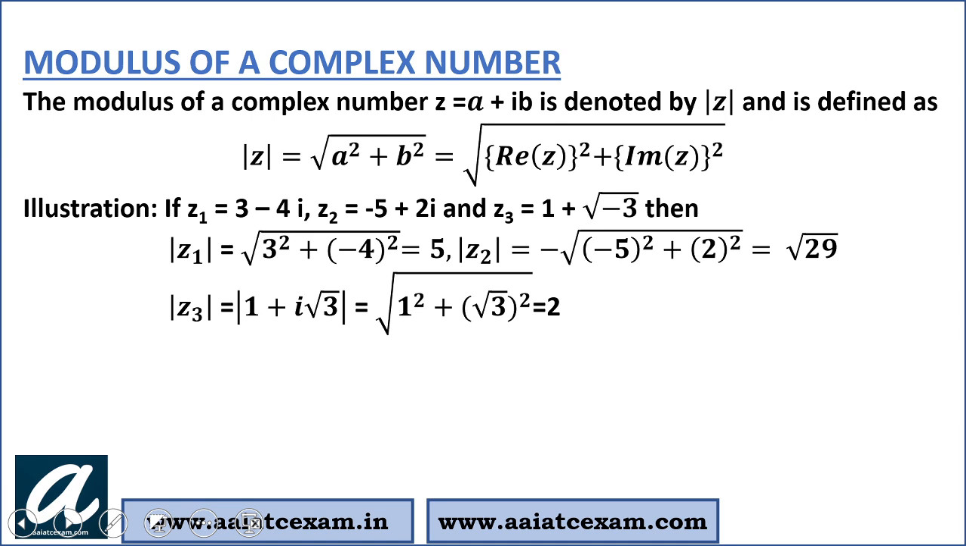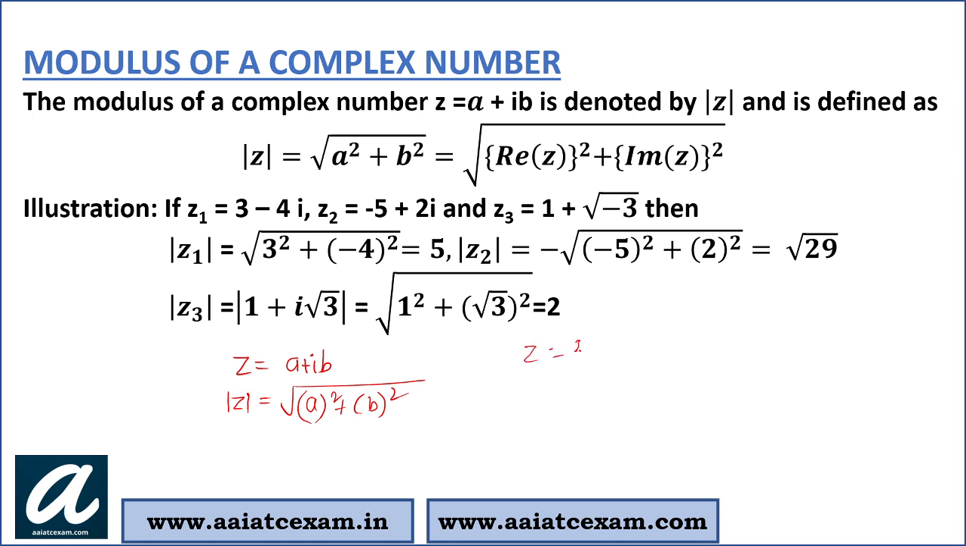Next is modulus of a complex number, students. What do you mean by modulus of a complex number? Consider the number is a plus iota b, then the modulus of a complex number is denoted by modulus of z like this, and this is always equal to the square root of real part square plus imaginary part square. So it is always positive.